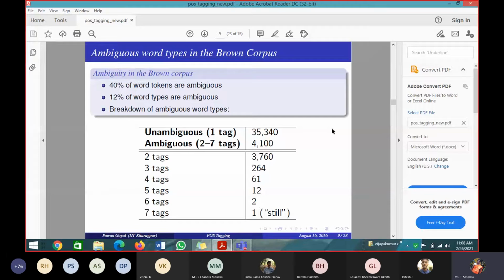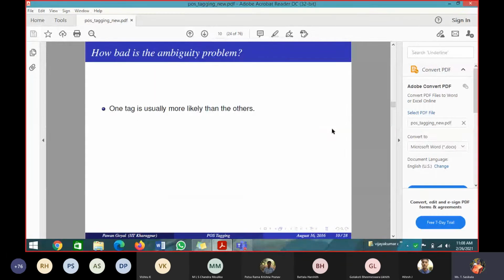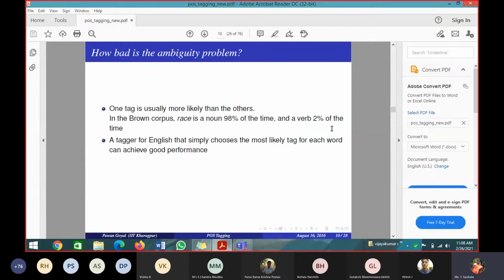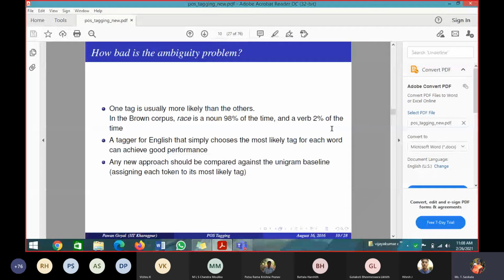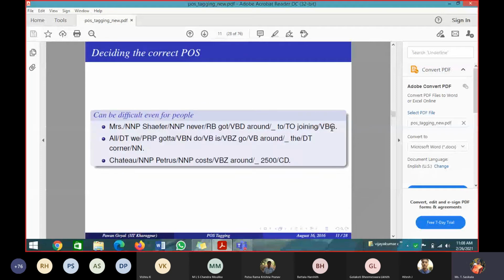So how bad is that problem and how to solve it, we will see. One tag is usually more likely than the others. That's why they have explained the ambiguity problem and how it occurs here. See here, this is an example: if you have multiple tags, deciding which is the correct tag for each and every word is a problem. The word back will have multiple tags, so it will be difficult to find out which is correct. These are all the examples they have given. If a single word has multiple tags, you have to find out which is the correct tag.